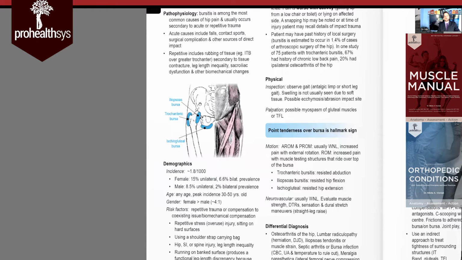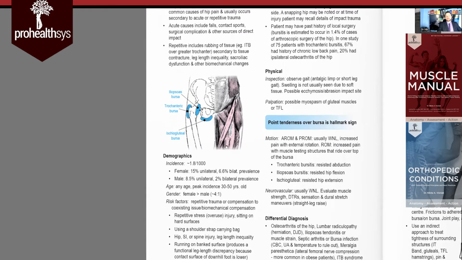So iliopsoas, where the psoas would be running over on its way to the lesser trochanter. Trochanteric bursitis around the outside here with the iliotibial band we just talked about. And ischiogluteal bursitis, where hamstring origination points and even the short lateral rotators can slide over that tissue a little bit, or even gluteus maximus potentially.